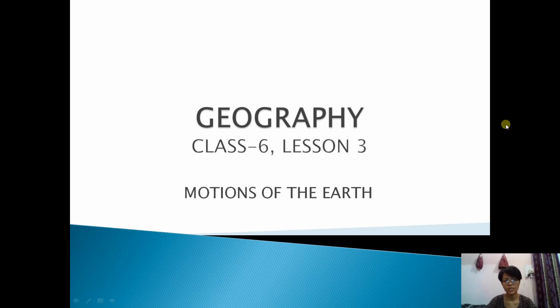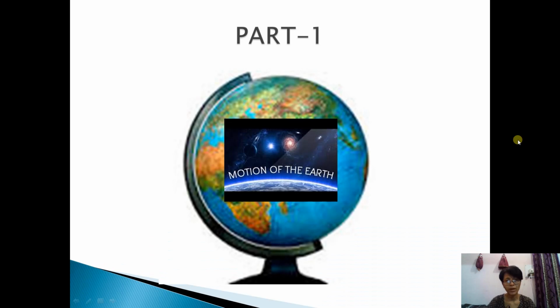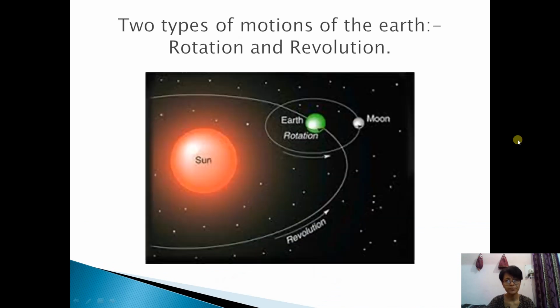Today I'm going to start geography for class 6, that is lesson 3. The name of the lesson is Motions of the Earth. Here I'm going to start part 1. Basically there are two types of motions of the earth. We know that one is rotation, another is revolution.